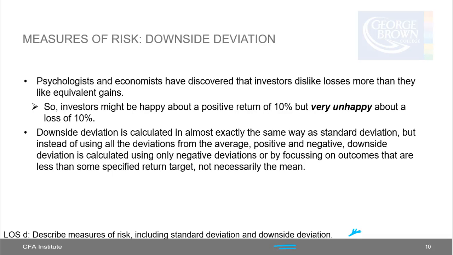Downside deviation is calculated in almost exactly the same way as standard deviation, but instead of using all the deviations from the mean, positive and negative, downside deviation is calculated using only negative deviations. Downside deviation, similar calculation as standard deviation, but we use the deviations only on the downside. Downside deviation may also be calculated by focusing on outcomes that are less than a specified return target. This target does not have to be the mean.